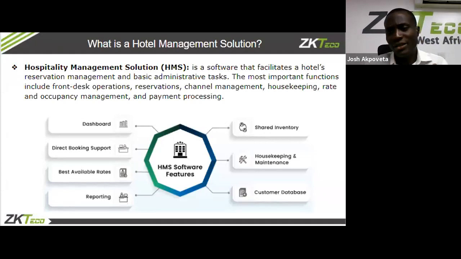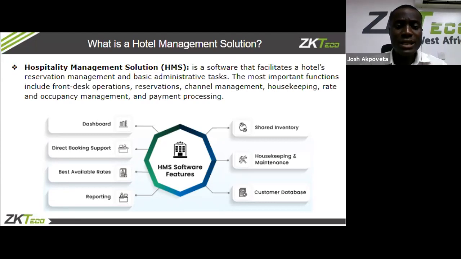What is a hotel management solution? That is a big question, no doubt about that. In layman's terms, a hotel or hospitality management solution, HMS, is software or an application that facilitates hotel reservation, management, and basic administrative tasks. The most important functions of this solution include front desk operation, reservation, channel management, housekeeping, rates and occupancy management, and payment processing. So when we talk about HMS, we are talking about an end-to-end solution that not only manages where people come in, but manages the whole life cycle, from inception to the end. That is what we mean by HMS as a solution for hospitality management. Looking at your screen, you will see a typical HMS and what it comes with, what it offers.